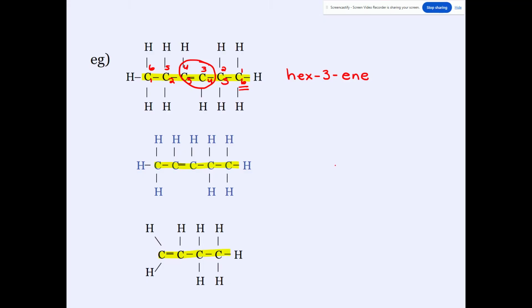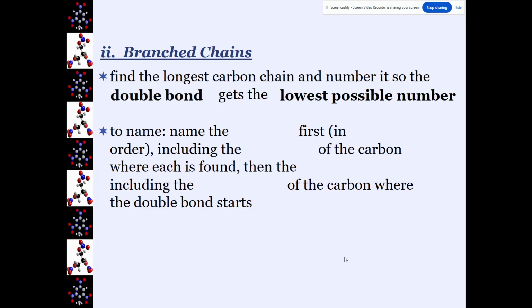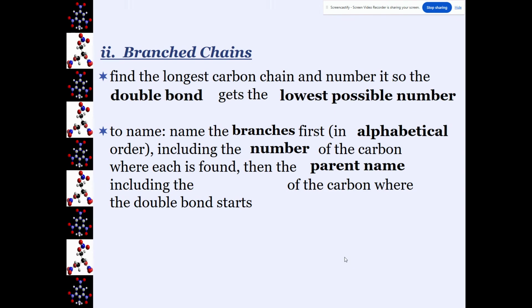So hex-3-ene. Okay, the next one I would want to number in this direction to get the lowest number for the double bond. So that would be pent-2-ene. And the third one, we already looked at this one. This is but-1-ene. Okay, so pretty straightforward when there's no branches. Just make sure you're numbering from left to right or right to left, with whichever way gives the double bond the lowest number. Now, when we get into chains that have branches, the double bond still takes priority in numbering.